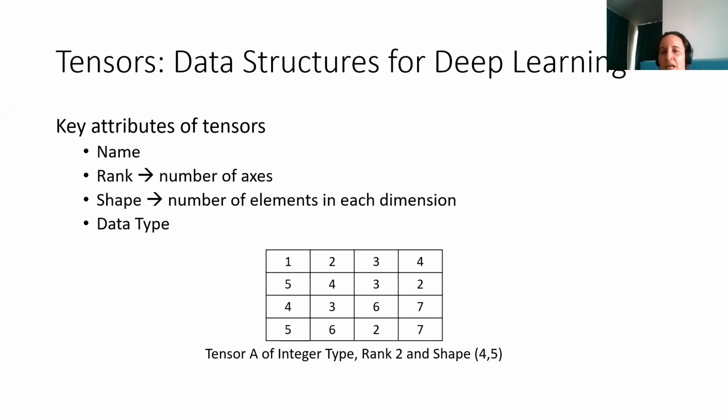So as an example, the tensor that we have in the lower part of the slide is a tensor that I call A. It's of integer type because you see every element there is an integer. The rank is 2 because there are 2 axes. And the shape, which is, as we said, the number of elements in each axis, is 4 by 5. So 4 elements in one axis and 5 elements in the other axis.